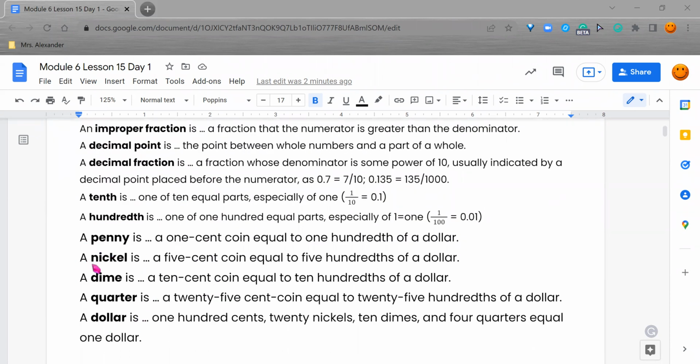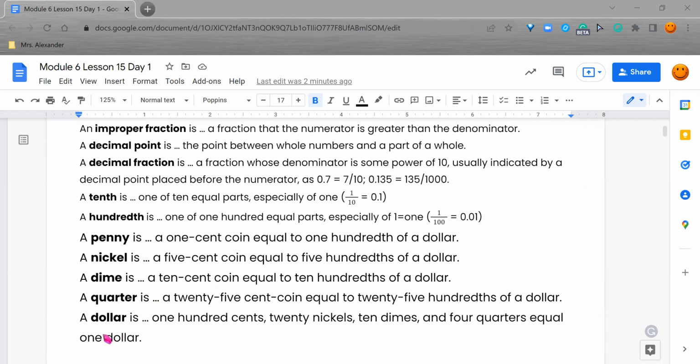We have a penny, a nickel, a dime, a quarter, and a dollar. A penny is a 1-cent coin equal to 1/100th of a dollar. A nickel is a 5-cent coin equal to 5/100ths of a dollar. A dime is a 10-cent coin equal to 10/100ths of a dollar. And a quarter is a 25-cent coin equal to 25/100ths of a dollar.